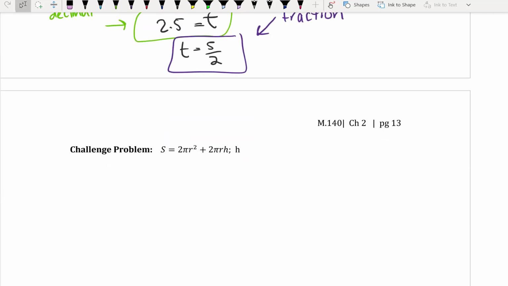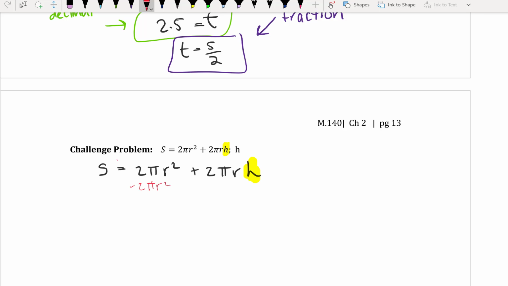Now we have this challenge problem. We want to solve for this variable h. S is equal to 2 pi r squared plus 2 pi r h. Well, since h is here, you want to do what's farthest away on that side. So that would be that 2 pi r squared. So since it's addition, you want to subtract it.